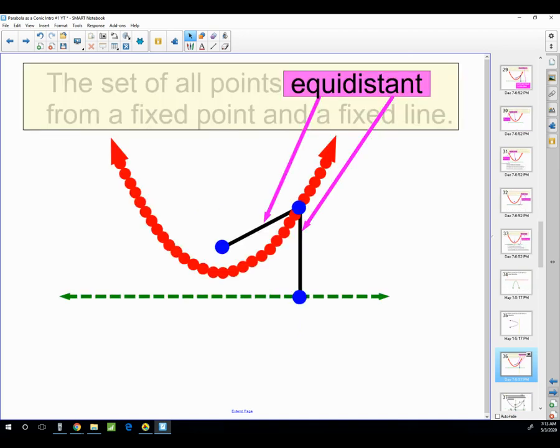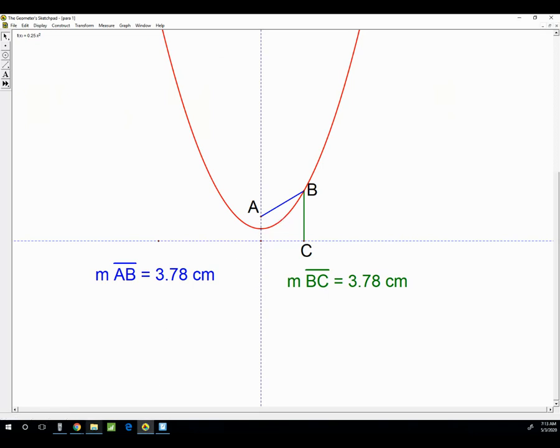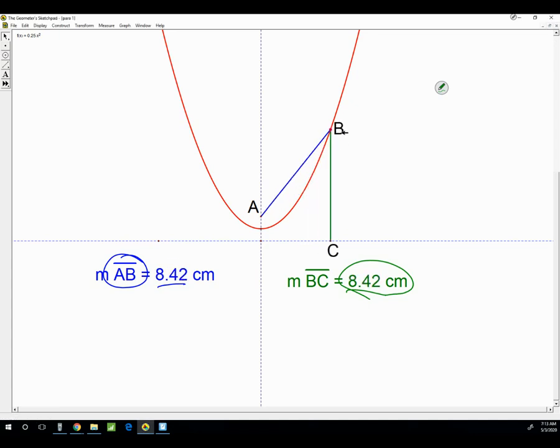All right, equidistant. We need to investigate this. I have this set up in a computer model of a parabola. A is the focus. B is just any old random point on the parabola, and C is on the directrix. So now if I were to move point B around, and that distance, let's point this out, AB is 3.78 and BC is 3.78. And if I move point B around, it's not that those distances are going to stay 3.78, but they will stay exactly the same. I mean, if you think about that, that's pretty darn fantastic.